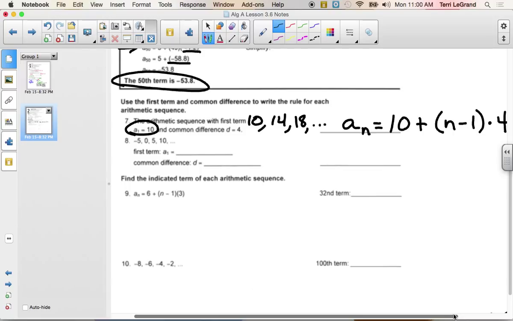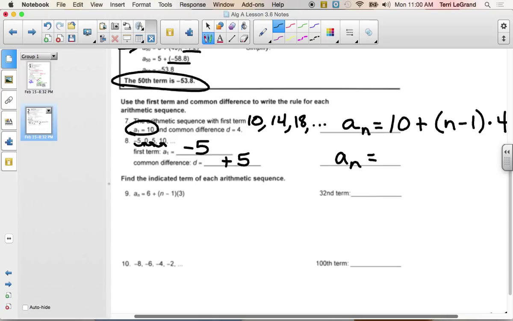Okay. Number 8. We're going to get ready to do the rule that we have like here. So we're going to do a rule, a sub n equals, but we got to find some information here first. We got to identify the first term, the a sub 1. What is our first term in this one? -5. And the common difference, what's going on in this sequence? -5 to 0, 0 to 5, 5 to 10. Cameron? It's a +5, isn't it?